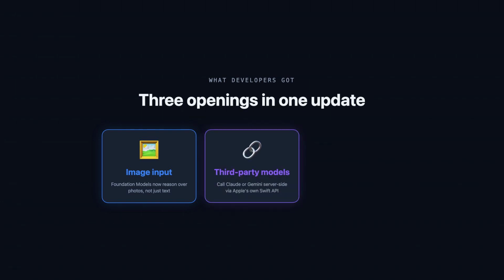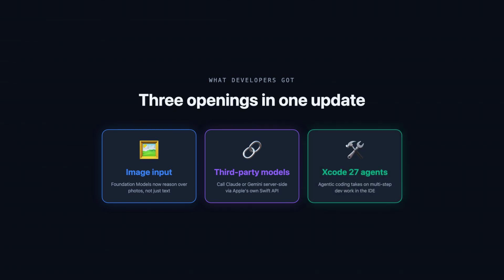Next comes support for outside models. Calling Claude or Gemini through Apple's own Swift API means developers stay inside one familiar toolchain while reaching models Apple doesn't make. That's a notable opening for a company that usually keeps everything in-house. Third, the tooling. Xcode 27 adds agentic coding, where an AI assistant can take on multi-step development work inside the IDE itself. Combined with dynamic profiles, Apple is clearly leaning into agent-style workflows, not just single prompts.